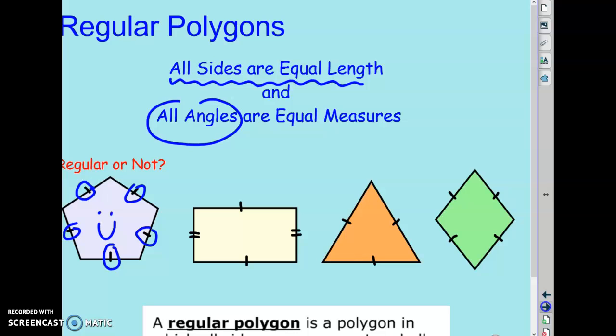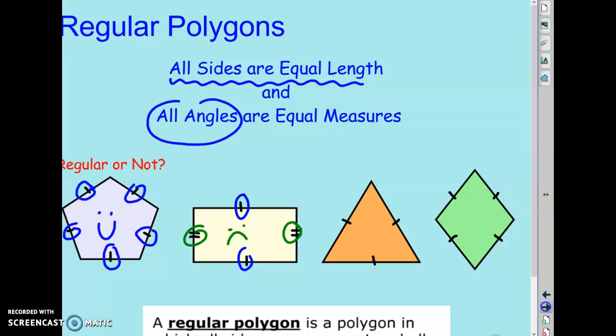On this yellow shape, I notice these 2 sides are the same length, but because there are 2 tick marks here, that means they're different lengths. So this one is not a regular polygon. It would be a rectangle.